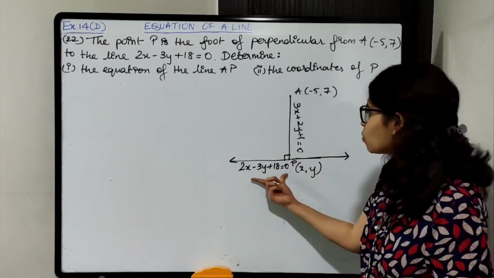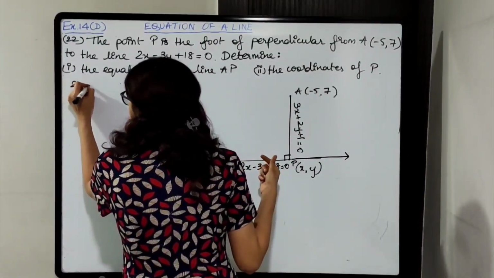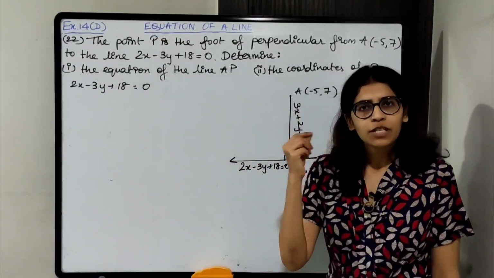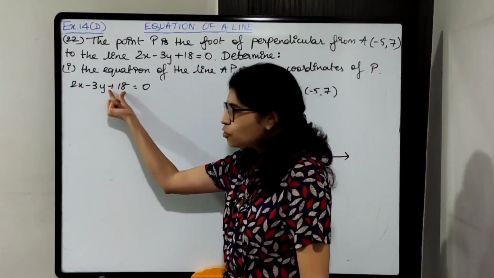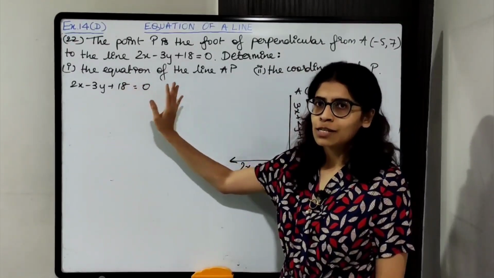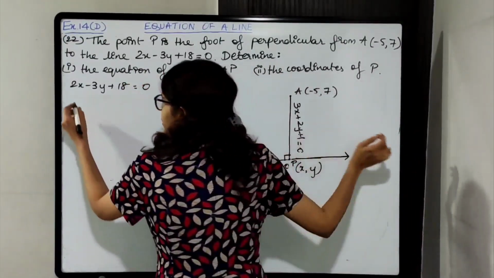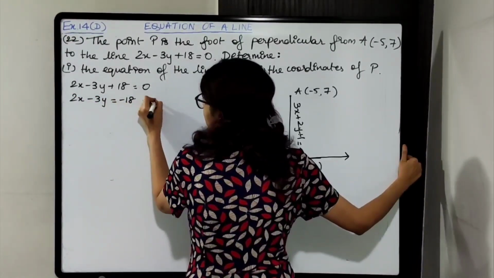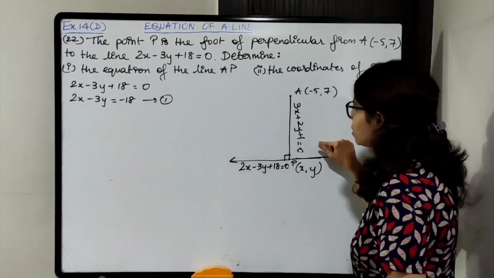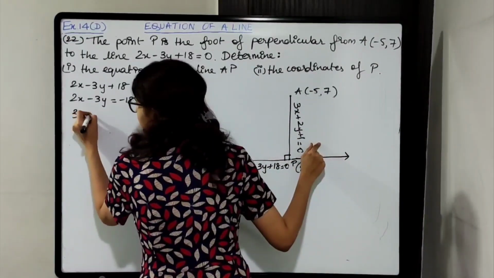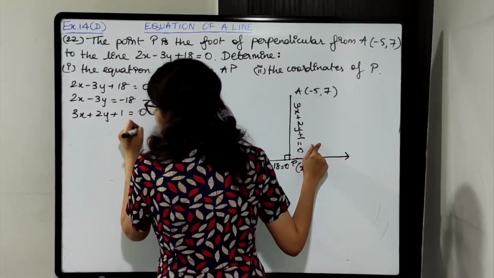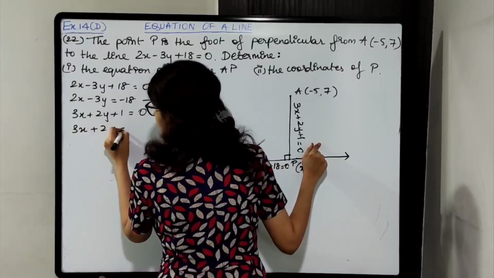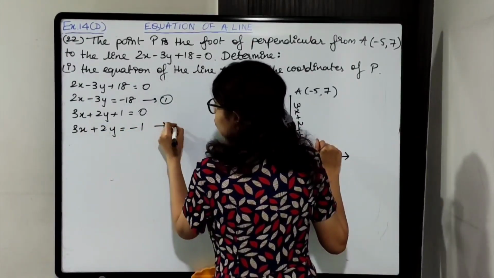Okay. So first equation is 2x minus 3y plus 18 equal to 0. Whenever we are solving linear equations, we shift constant in the RHS. We keep the constant in RHS. So shift this over here. Okay, so this is the first equation. Second equation is 3x plus 2y plus 1 equal to 0. यहाँ पे भी same thing. So bring the constant in RHS. ये equation 2 हो जाएगा.